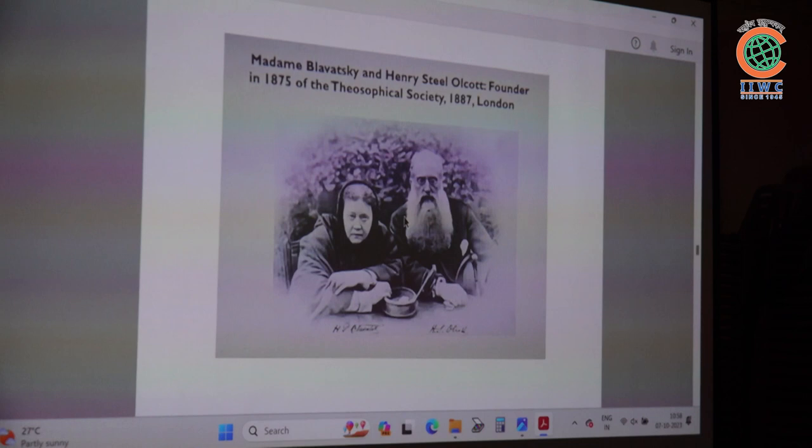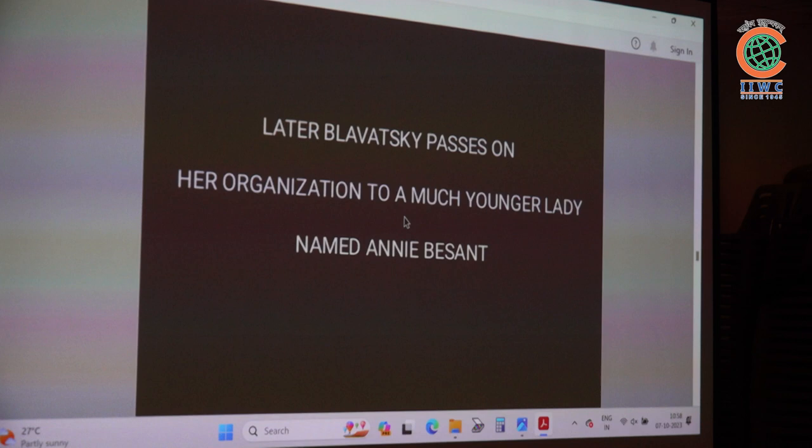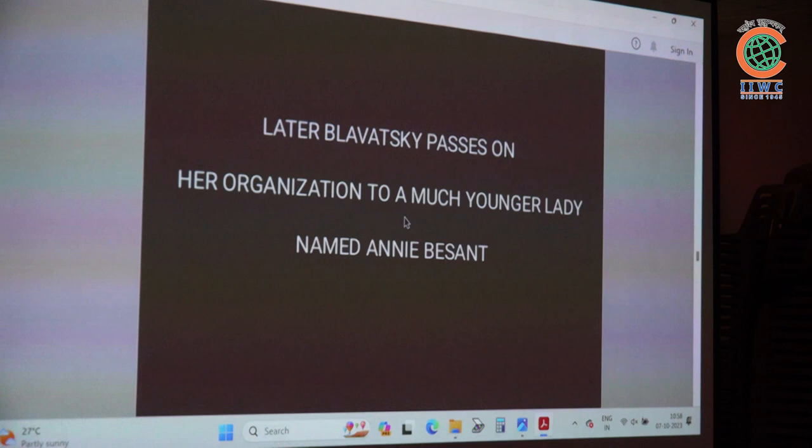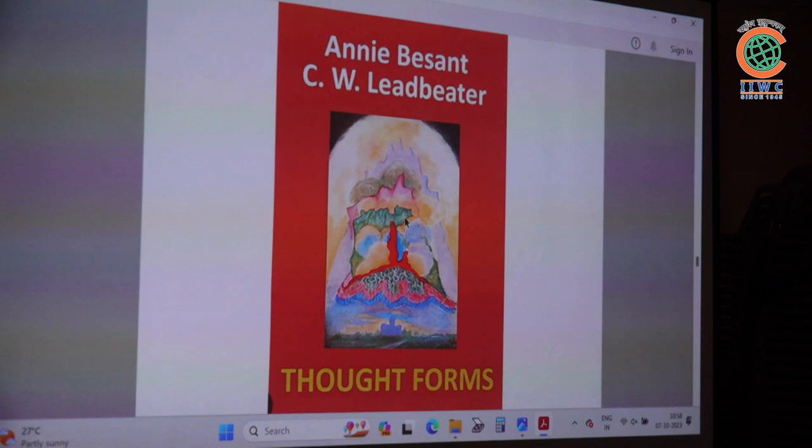Later, Blavatsky passed on her organization to a much younger lady, Annie Besant. In Tamil Nadu, they call her Annie Besant Ammayar. After that she came, and she was the one who brought that color theory. She wrote Thought Forms. You can see she created these thought forms, how color got connected with spirituality, the temperament of color, the understanding of color in different terms. It's again semantics, a kind of theory, a kind of philosophy also. It's a kind of language, an abstract language. The color also communicates a certain language to you.